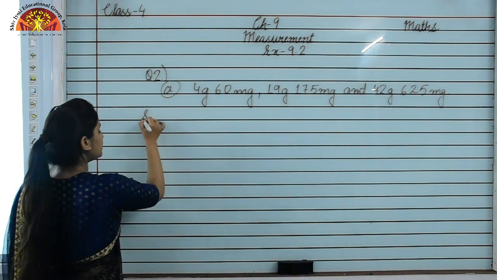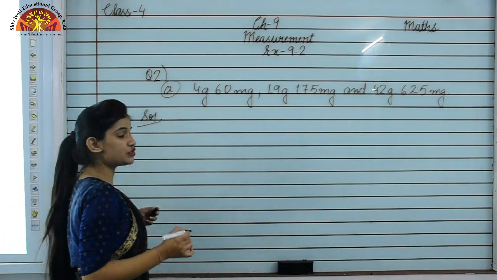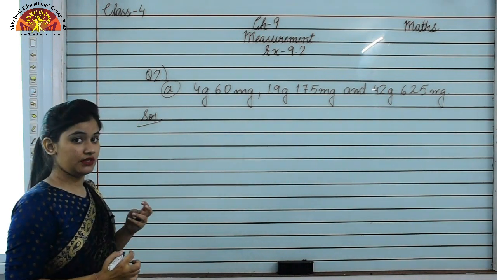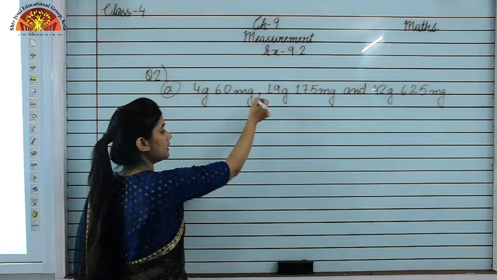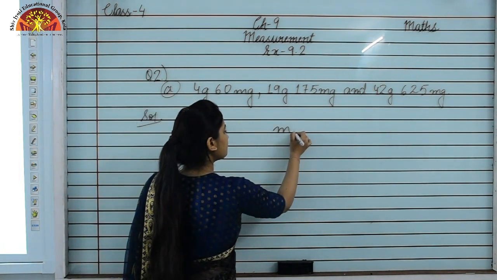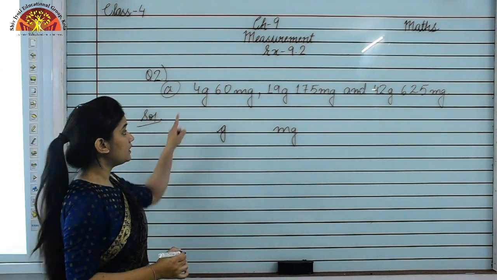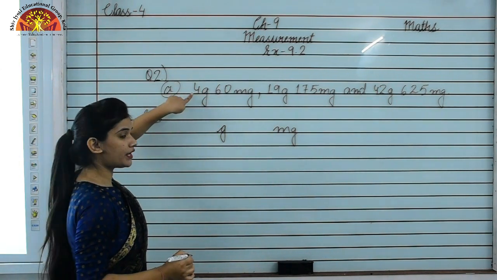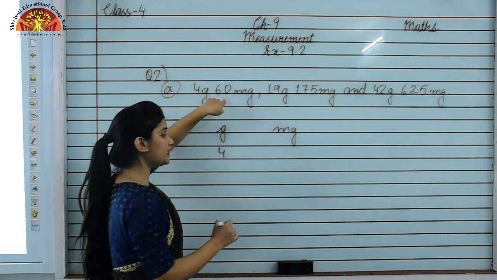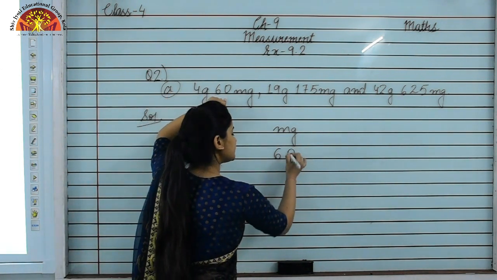Now how can we arrange the numbers? What did I teach you? कैसे arrange करोगे आप numbers को? First of all you have to observe the units given in the question. We have gram and milligram. So simply I will write gram and then milligram. Okay, now the first number is 4 gram. So I will write 4 here, then 60 milligram. So I will write 60 here.